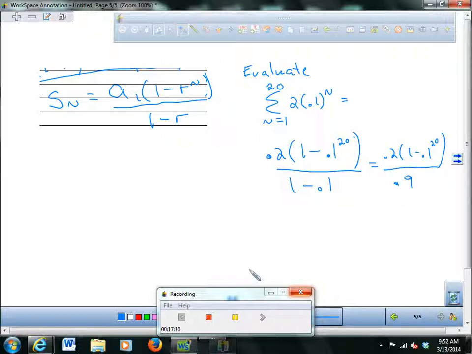And so if you do that on your calculator, this is almost 0, right? 0.1 to the 20th power is 0.00000000000, right? Understand that? So what you end up getting is a fraction very, very close to 0.2 over 0.9, which is 2 ninths. Essentially, that's what you get.